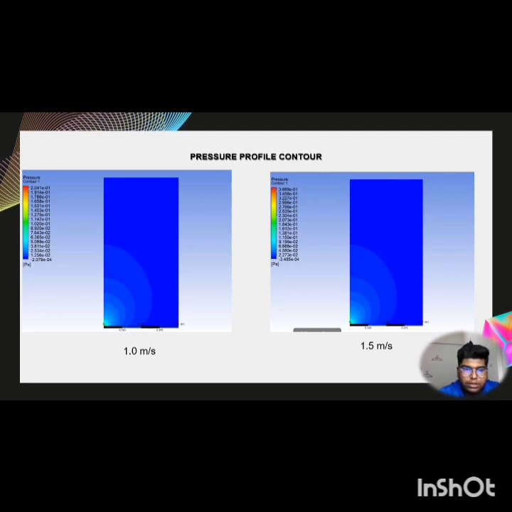Now I'm going to explain the pressure profile contour obtained from the CFD simulation. The visual displays the result of fluid flowing at two distinct velocities, which is 1.0 meter per second and 1.5 meter per second, within a constrained geometry. The contour plots vividly map out the pressure distribution, with varying hues denoting different intensities. Darker shades correspond to lower pressure, while lighter shades indicate higher pressure.